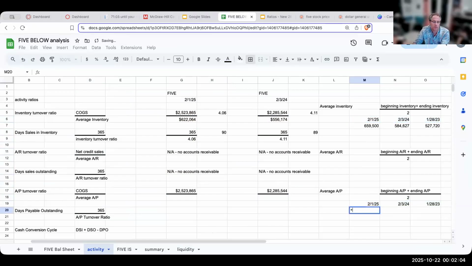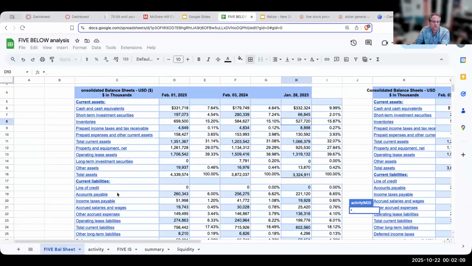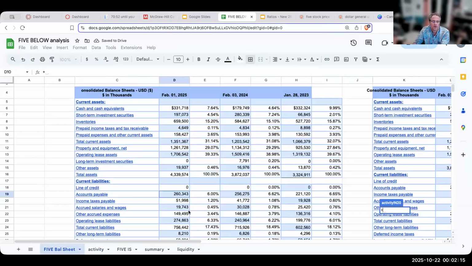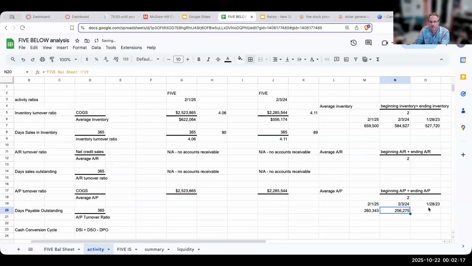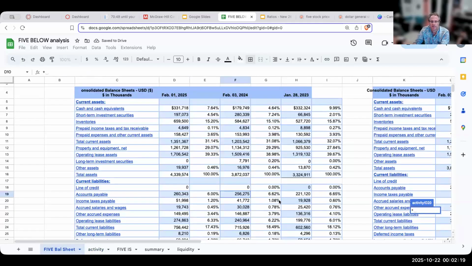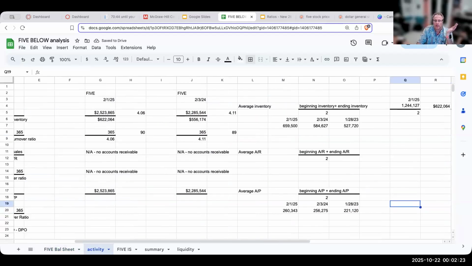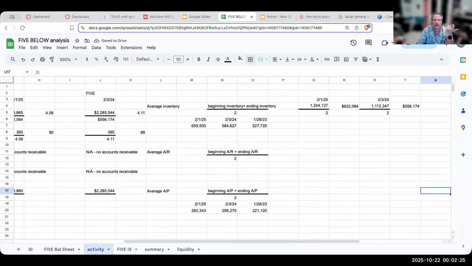So as of 2/1/25, our accounts payable over here was 263.43. Our prior year accounts payable was 256, and then the one before that was 221,120. Why is that so important? Because I need to compute the average accounts payable.